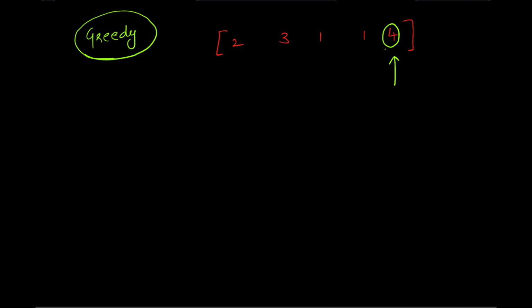One way to determine that is to look at the element right before that, that is n minus 2, and see if its value is greater than or equal to 1. If the previous value, that is n minus 2, has a value greater than or equal to 1, it can easily make a jump to reach the last element.